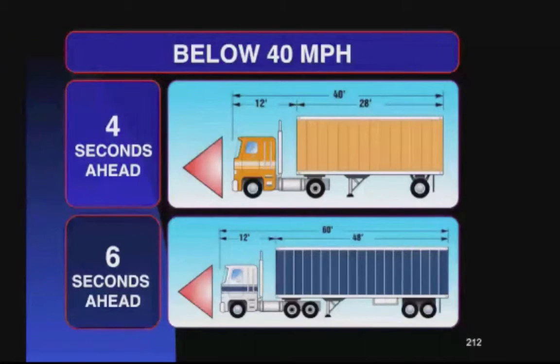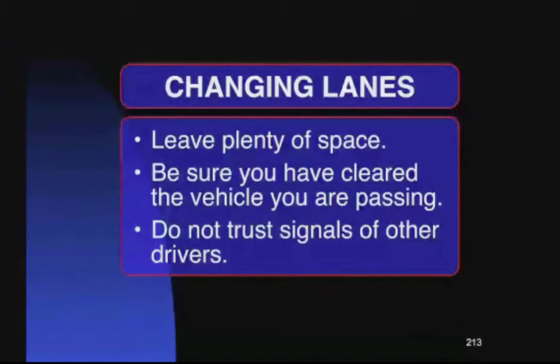Below 40 miles an hour, 4 seconds in the example. The vehicle is 40 foot in length from the front bumper to the rear bumper. That's 4 seconds. In this case here, it is 60 feet in length, so that would be 6 seconds. Changing lanes, leave plenty of space. Be sure you have cleared the vehicle you are passing. Do not trust signals of other drivers.